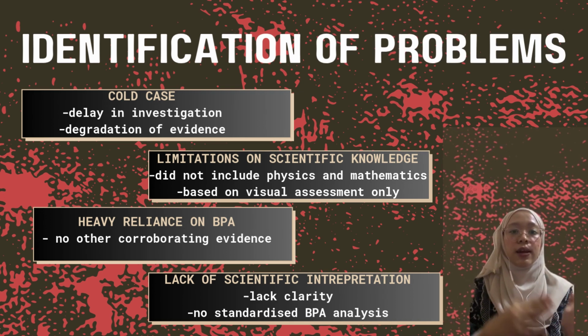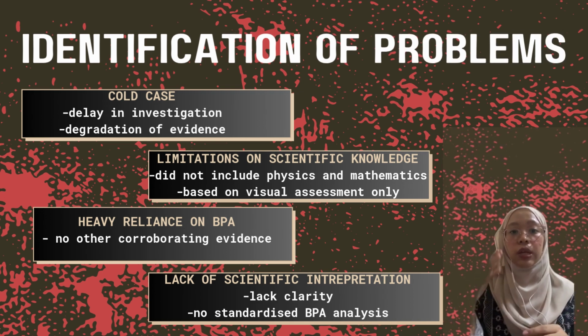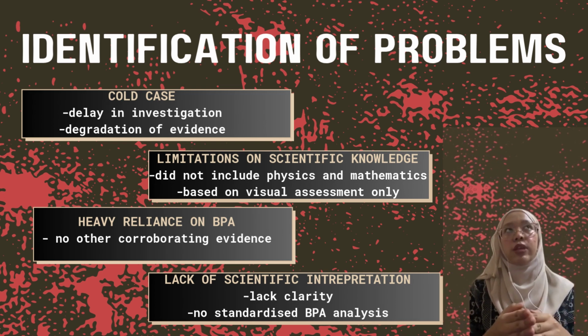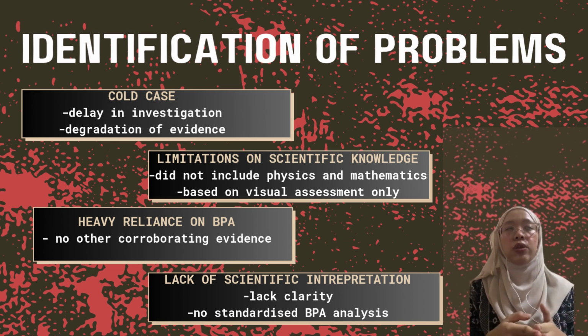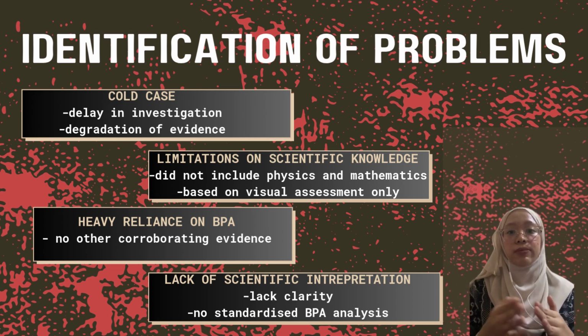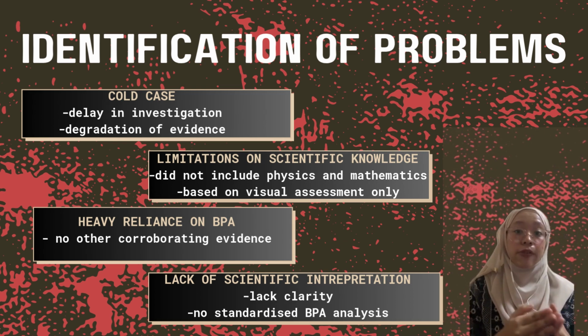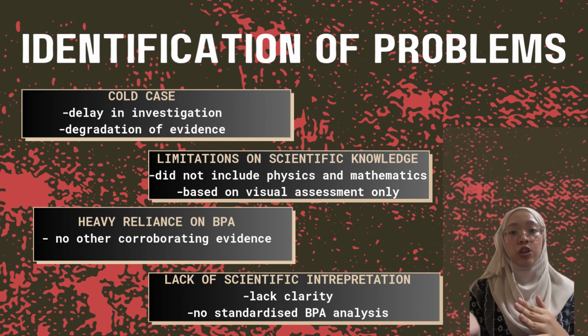In this case, there are several problems that occurred during the forensic investigation, which involved blood pattern analysis. Firstly, the delay in investigation led to a cold case. Although the incident happened in 1991, there were no charges convicted due to the lack of technological advancement. It is concerning as the evidence may undergo degradation, resulting in evidence loss.